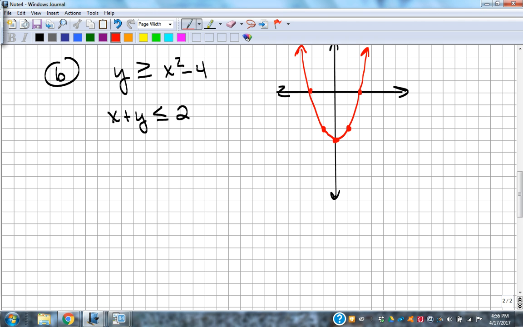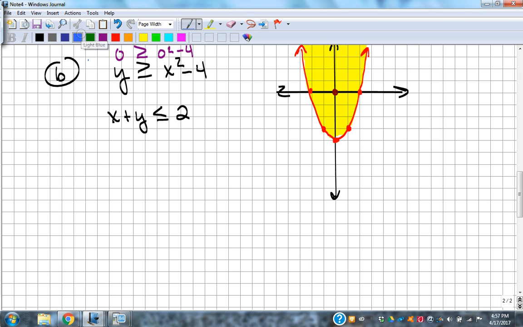And then I need to decide how to shade that. Do I shade the inside of the parabola or the outside of the parabola? Inside, in between, like the inside of my hands there, or where my fingers are on the outside. Okay, so I'd pick an ordered pair. I'm gonna pick the easy one, 0, 0. Is 0 greater than or equal to 0 squared minus 4? Is 0 bigger than negative 4? Yes. So that means I'm gonna shade the inside of that parabola. That shading continues up from there.